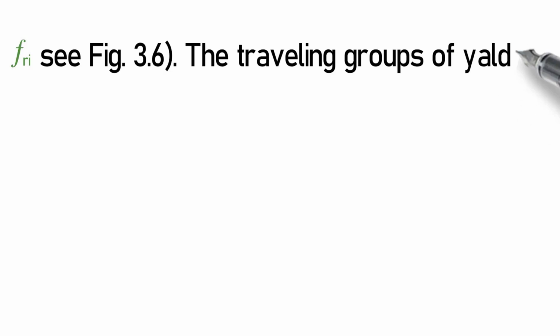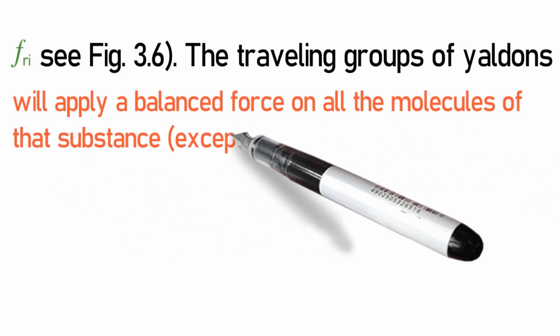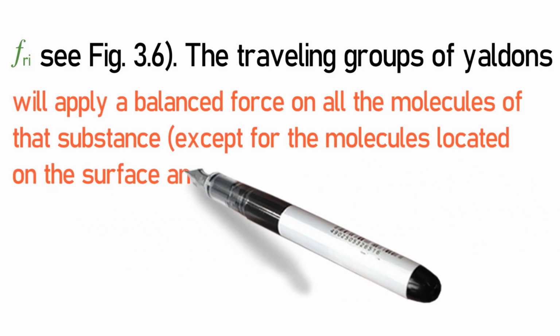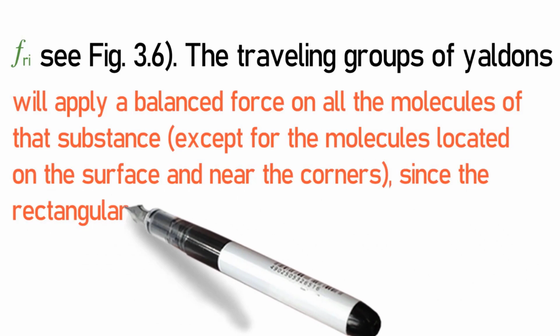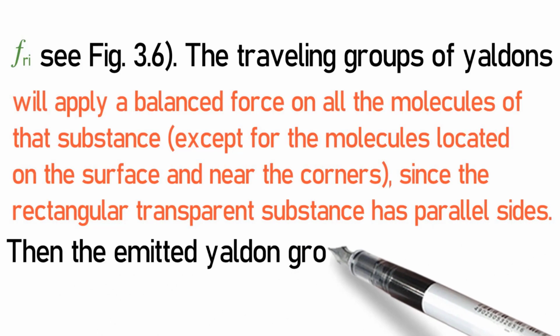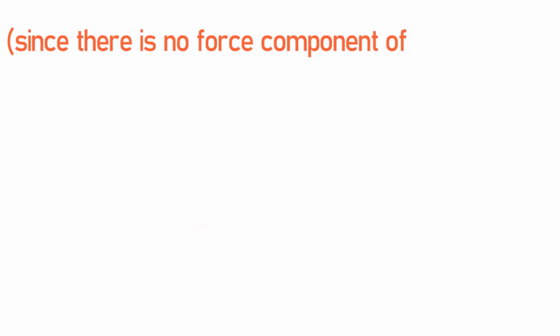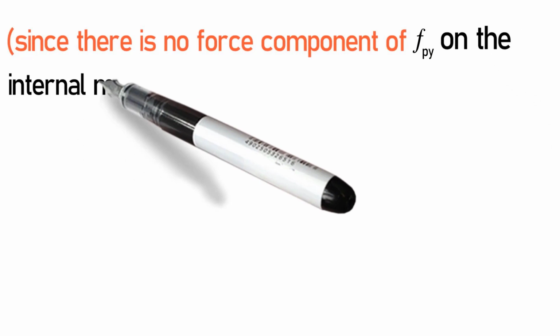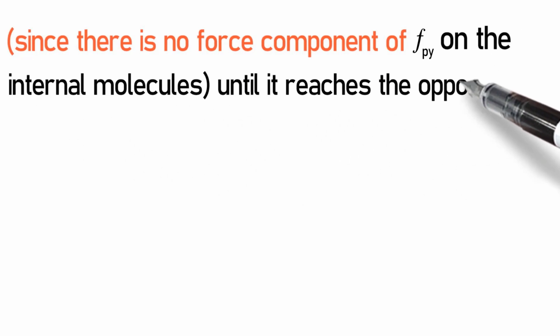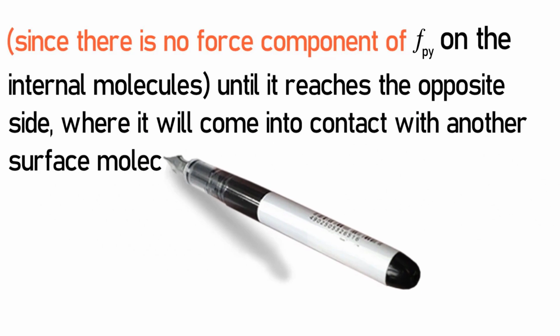The traveling group of Yaldons will apply a balanced force on all molecules of that substance, except for the molecules located on the surface and near the corners. Since the rectangular transparent substance has parallel sides, then the emitted Yaldon group will keep moving in a straight line within that substance, since there is no force component of F sub Py on the internal molecules, until it reaches the opposite side, where it will come into contact with another surface molecule.